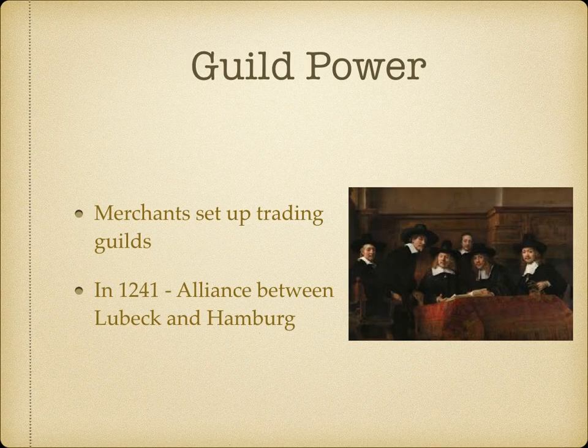So in our last video, we looked at guilds, which were associations of people from the same trade who set the rules for the trade and maintained standards. Well, these merchants set up guilds as well, and these trading guilds in these cities dominated trade along Northern Europe. It began in 1241 with the alliance between the guilds of Lübeck and Hamburg, and they had pretty much a monopoly on trade in Northern Europe.